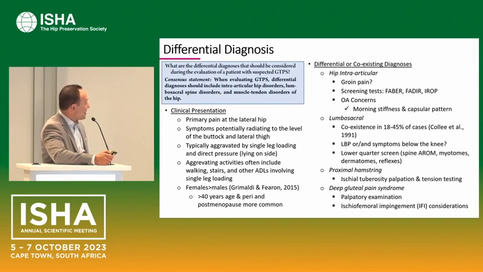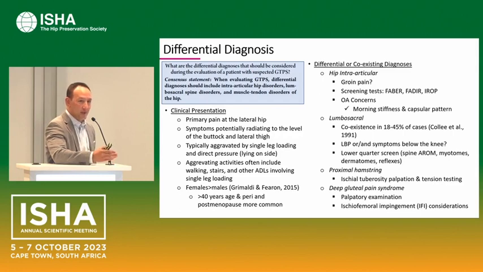And our consensus was, again, when evaluating greater trochanteric pain syndrome, differential diagnosis should include intra-articular hip disorders, lumbosacral spine disorders, and muscle tendon disorders of the hip. We know the typical presentation: primary pain at the lateral hip, symptoms that may radiate down to the buttock and lateral thigh. Often these symptoms are aggravated by direct pressure, such as an ADL like lying on your side, or loading, such as single leg loaded activities.